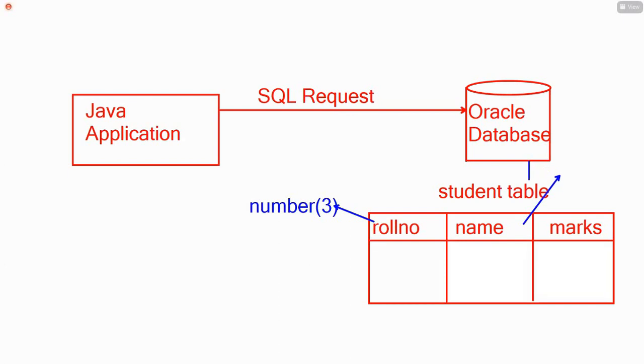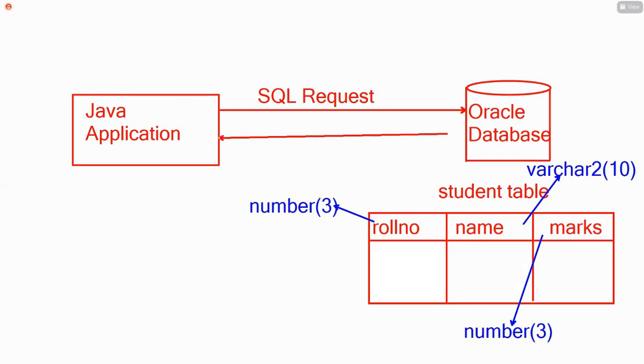Name: this is an Oracle data type, Varchar2(10), which means 10 characters. Marks: again number, Number(3). Then the query is executed and the table is created. The response that comes is called the SQL response. This is our task. Write this one.